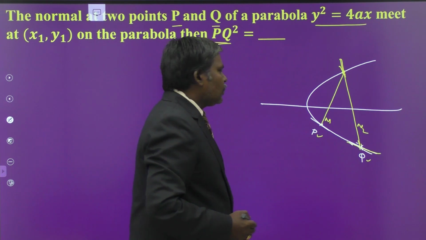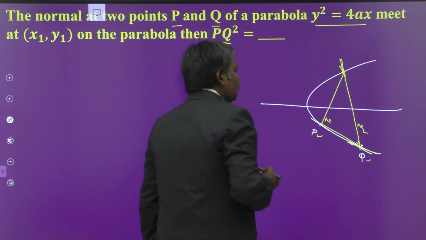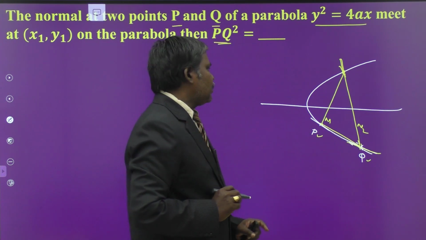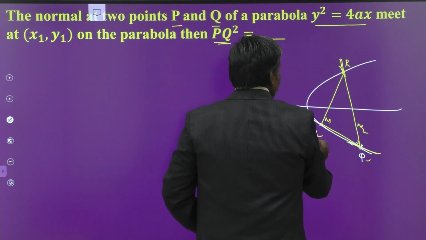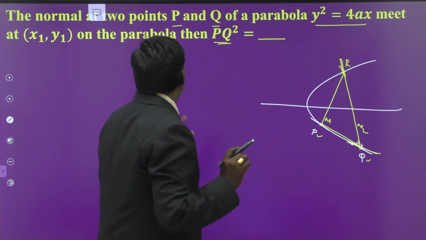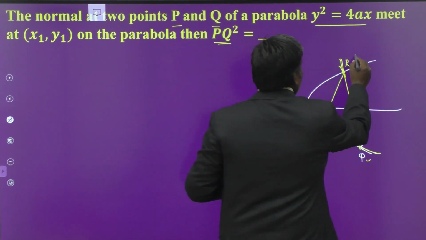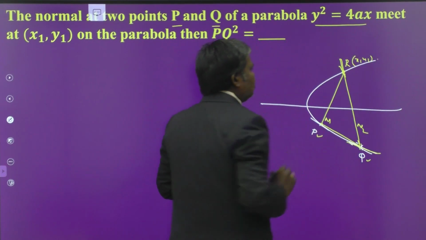Now we have to find out the distance square, PQ square. PQ square means the distance from P to Q whole square you have to find out. This is another point, say R. So this is the question. You have to find out PQ square. The coordinates of the point R are also given to you. What is that? (x1, y1).